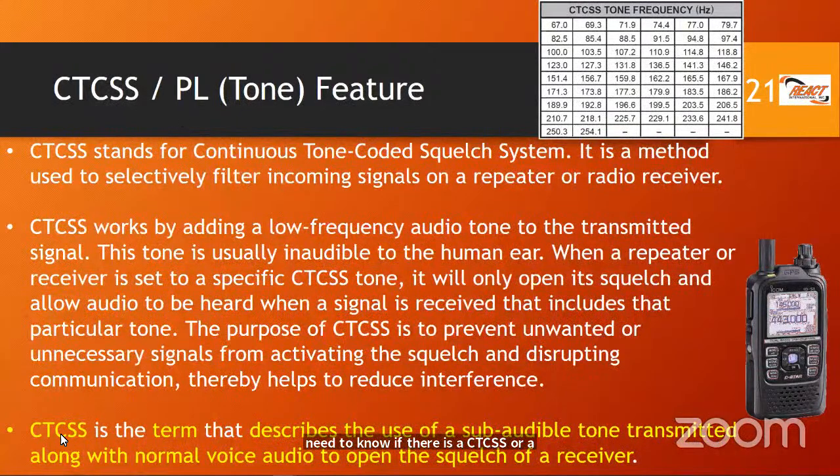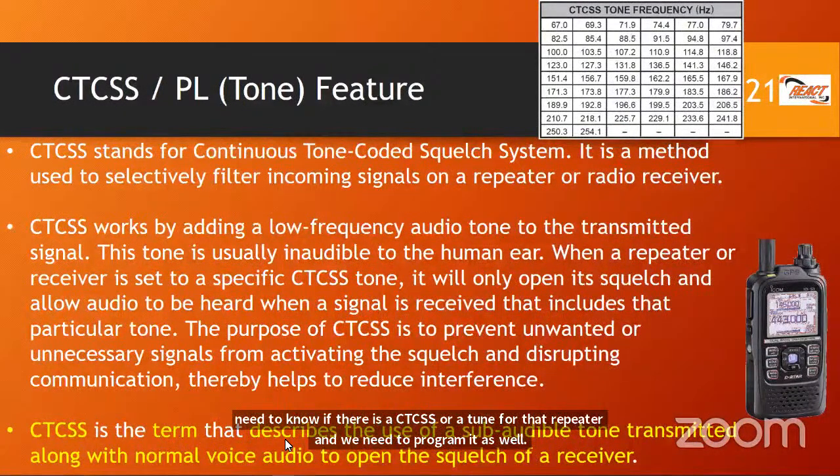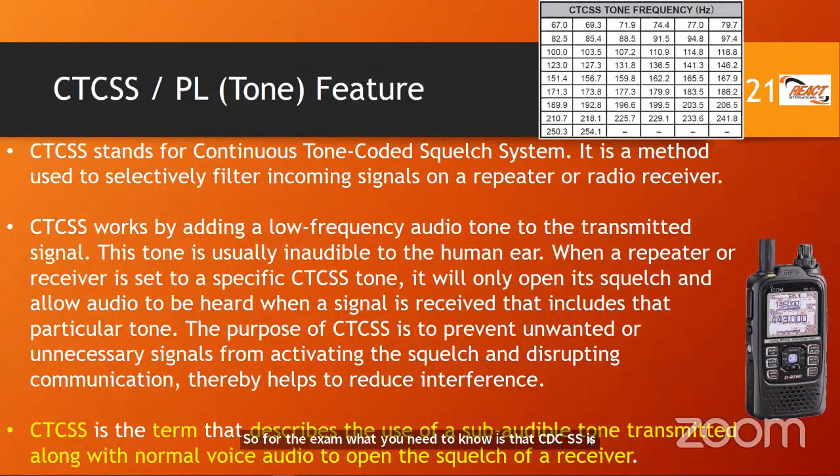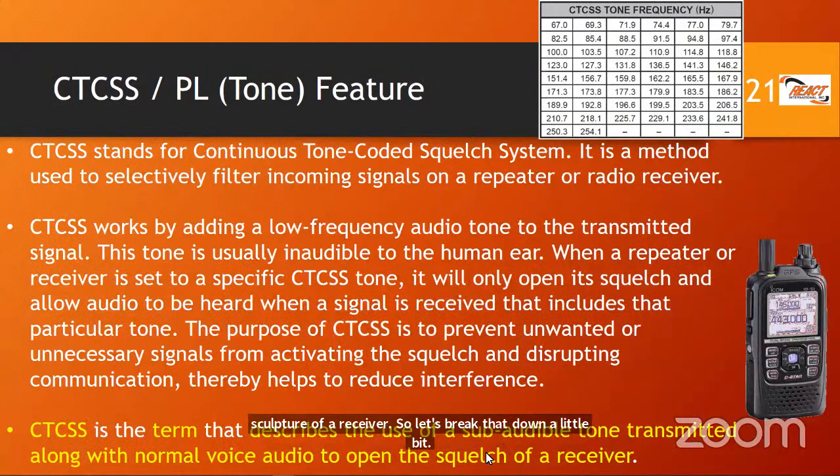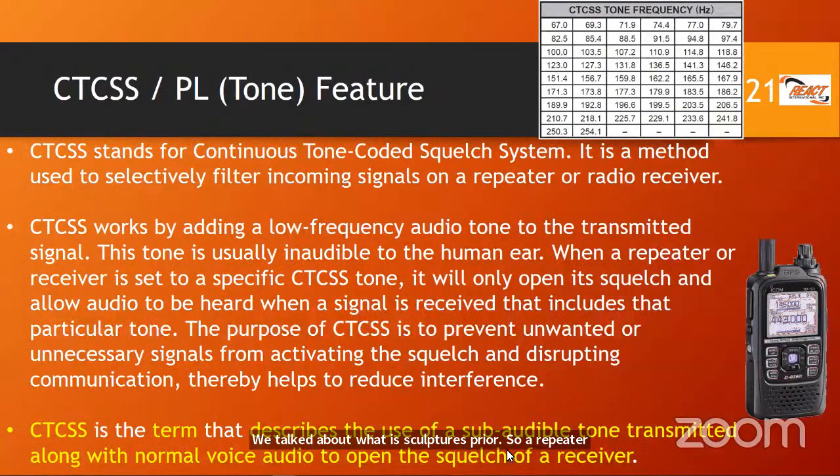So for the exam, what you need to know is that CTCSS is a term that describes the use of a subaudible tone transmitted along with normal voice audio to open the squelch of a receiver. Let's break that down a little bit. We talked about what the squelch is prior. A repeater also has a squelch. Remember we said when we turn that squelch up just so that it just clips the noise, the background noise that is inherent in especially FM receivers, right? The CTCSS will allow the repeater to listen to the rest of the signal, but it's required to open the repeater squelch. So that's what they mean by open the squelch of a receiver.